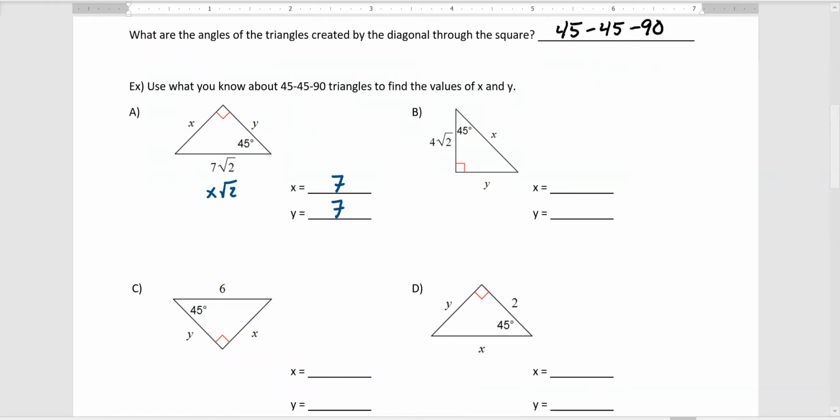Now what about here? So my short length is 4 root 2, which means the other short length must also be 4 root 2. But how do I find the length of x here, my long side, my hypotenuse? Well, I'd have to multiply 4 root 2 times the square root of 2, right? It's this short side times the square root of 2. When I do that, I would get 4 times the square root of 4. The square root of 4 is just 2, so 4 times 2, which means that x would be 8.